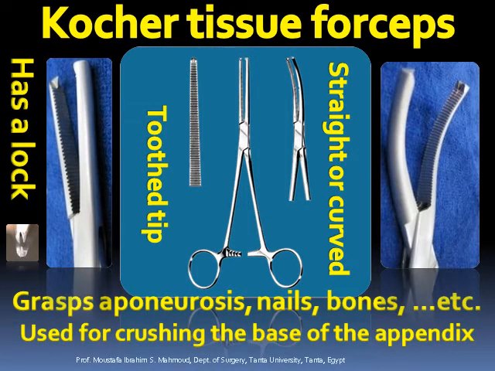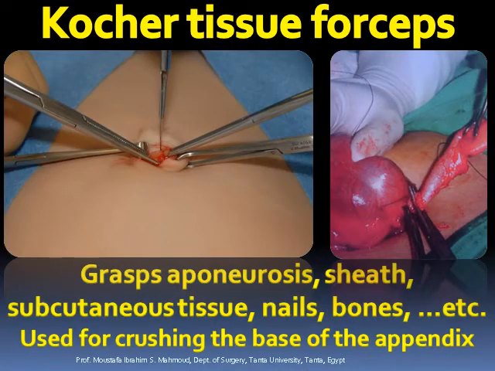The Kocher tissue forceps might have a straight blade or a curved blade. It grasps aponeurosis, nails, bones. It is toothed. Its tip of the blade is toothed, and it is also used for crushing the base of the appendix during appendectomy. Kocher tissue forceps.